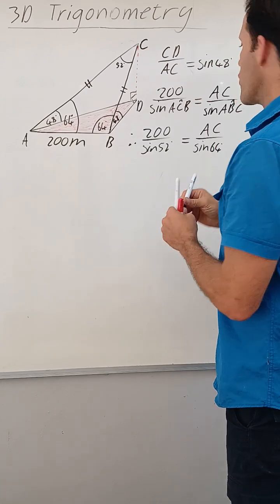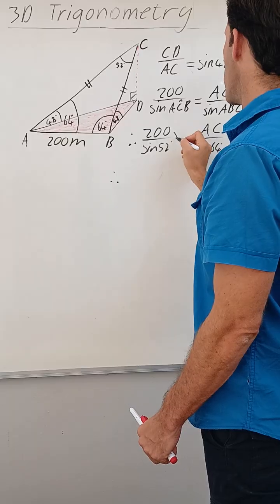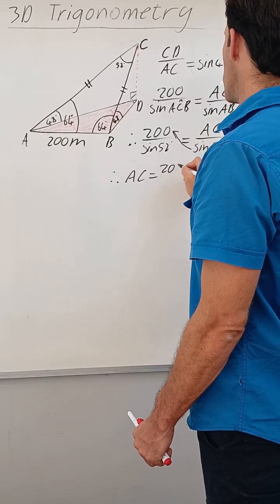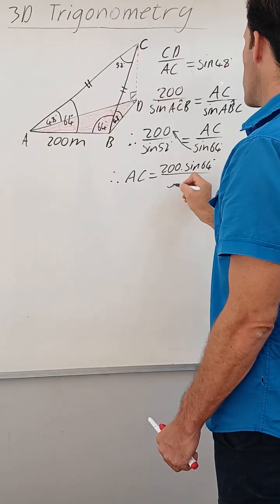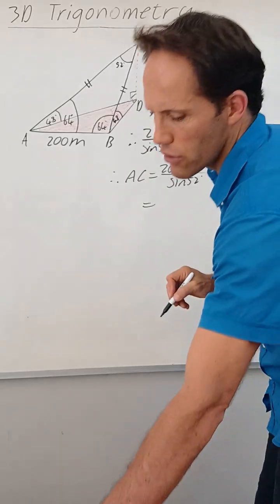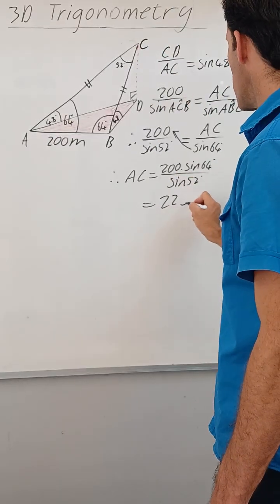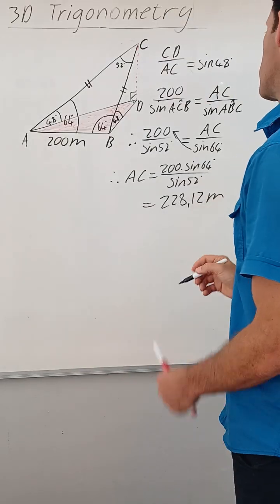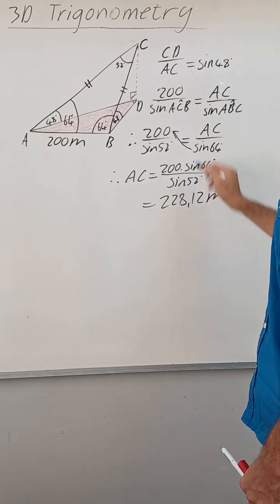Okay, and now you can cross multiply. So AC is equal to 200 times sine 64 over sine 52. If you check on the calculator, that should give you 228,12 meters. So now we found AC, 228,12.